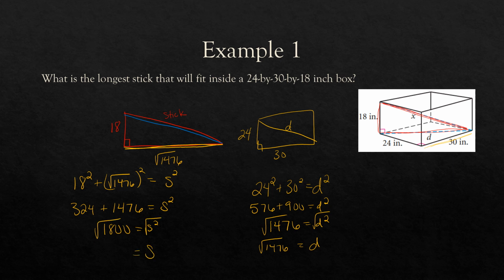My stick is going to be, and at this point I'm going to put this into a calculator and get a decimal answer and round. So it's 42.426. I'm going to go ahead and round that to 42.4. And what am I working in? I'm working in inches. So my stick could be 42.4 inches long.